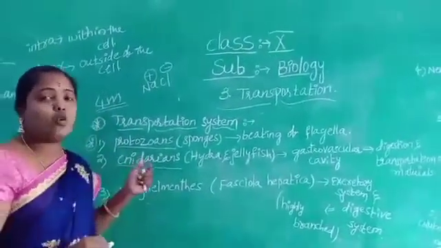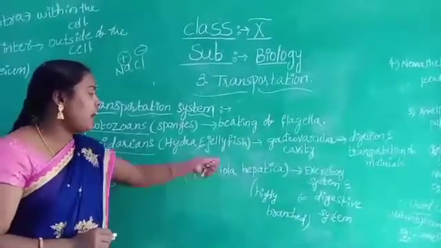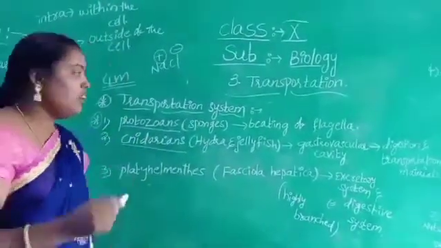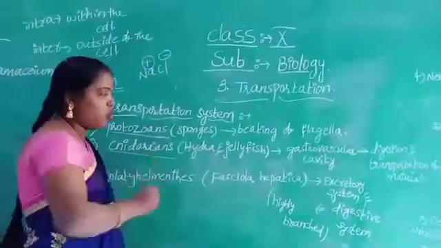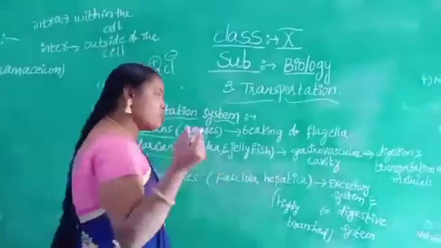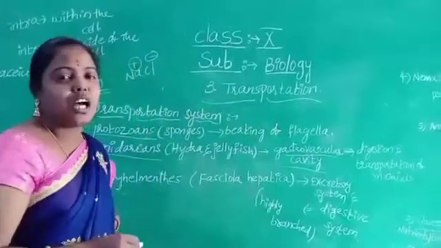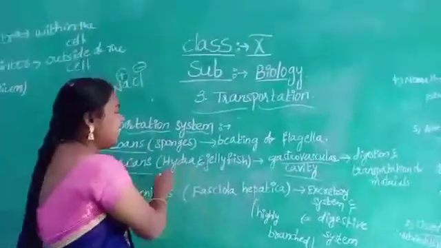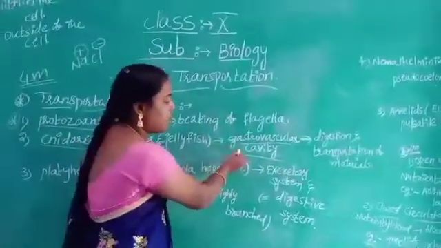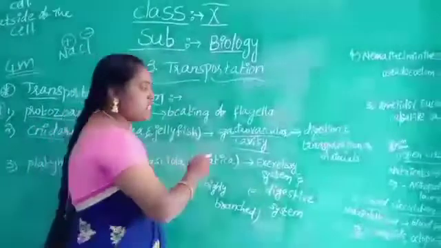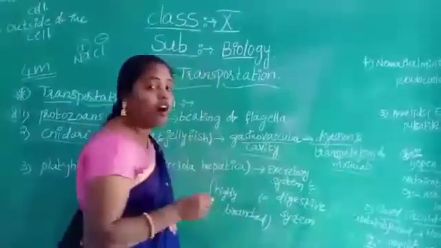Next, the second one is cnidarians. What are the examples of cnidarians? Hydra and jellyfish. Children, hydra and jellyfish are the examples of cnidarians. The cnidarians contain a special cavity that is called the gastrovascular cavity. This cavity is responsible for digestion and transportation of materials.